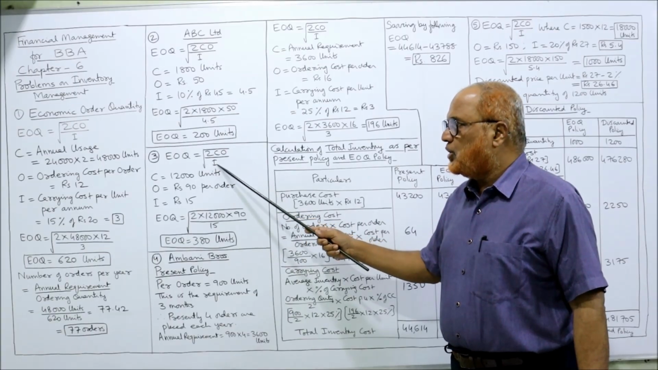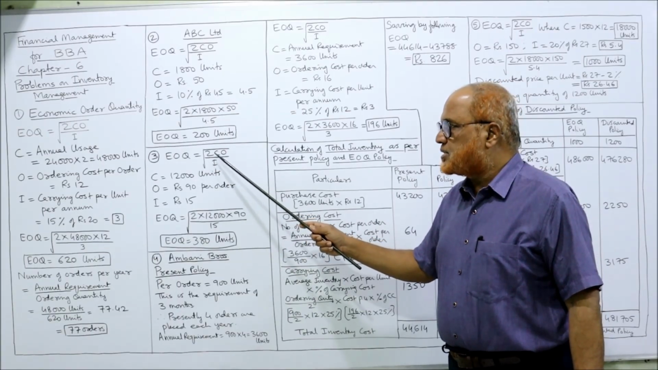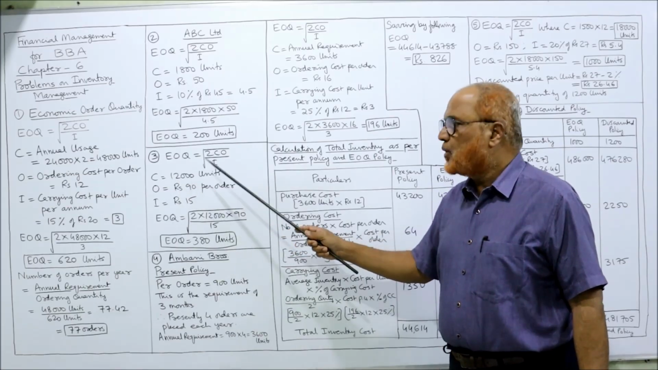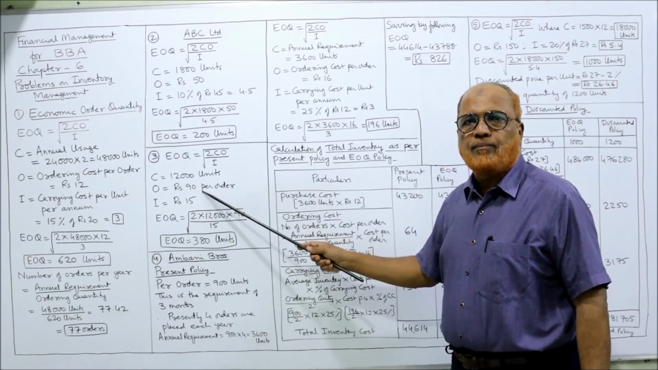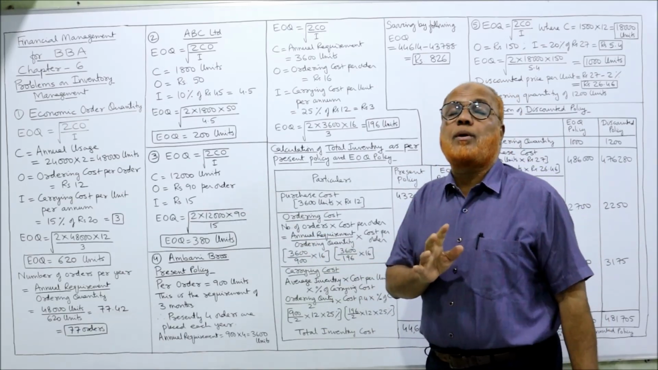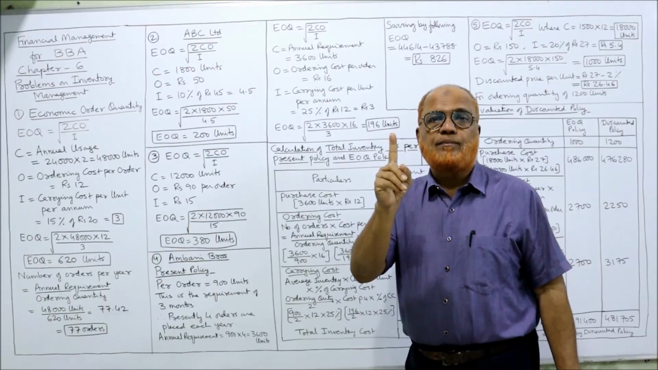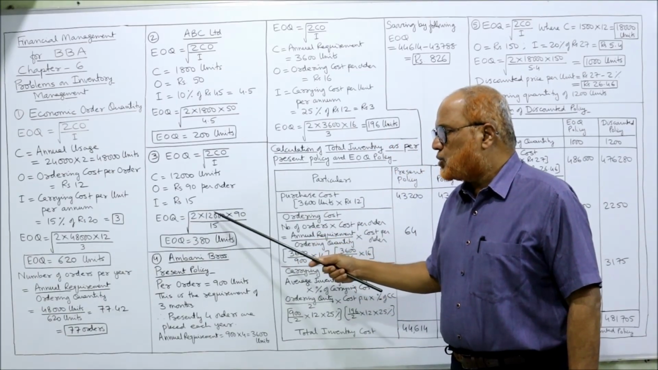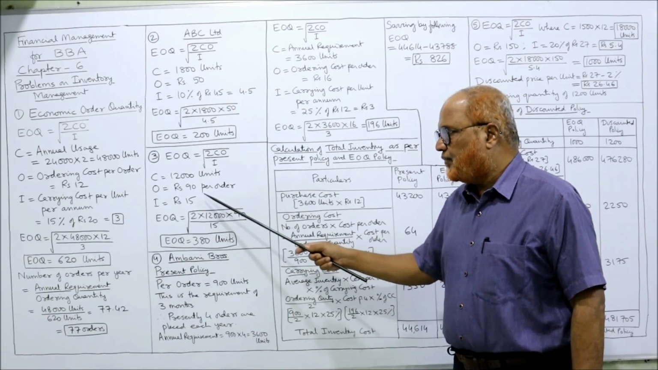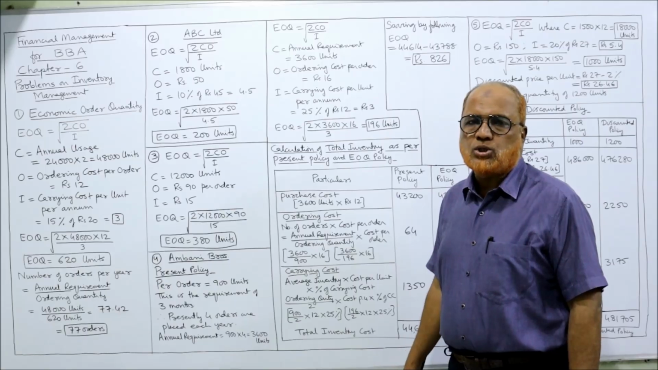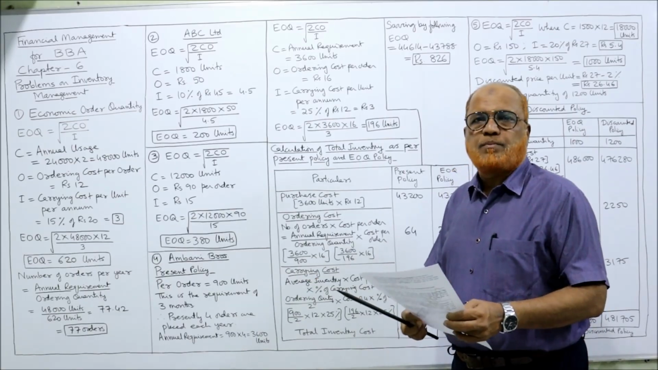So EOQ is root of 2CO by I. C, the annual requirement, is 12,000 units. O, ordering cost per order, is 90 rupees. I is 15 rupees, directly given in the problem, 15 rupees per unit is the carrying cost. Substitute 2 into 12,000 into 90 divided by 15 under root. 380 units. That's all. 3 problems I have explained.